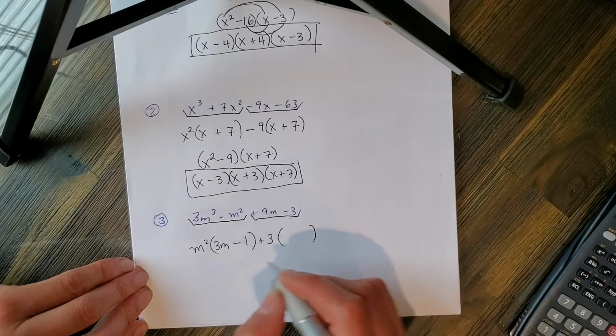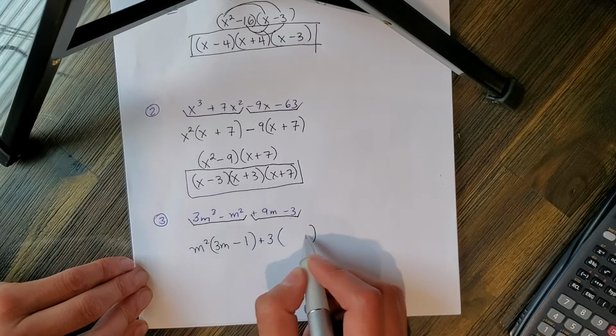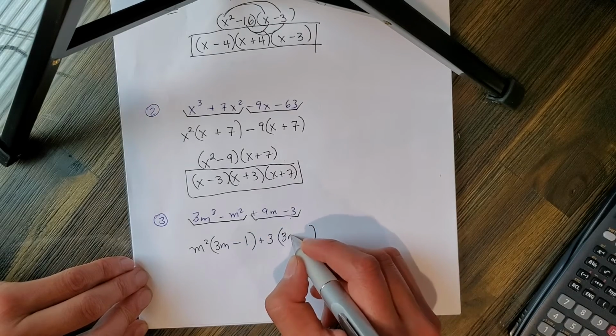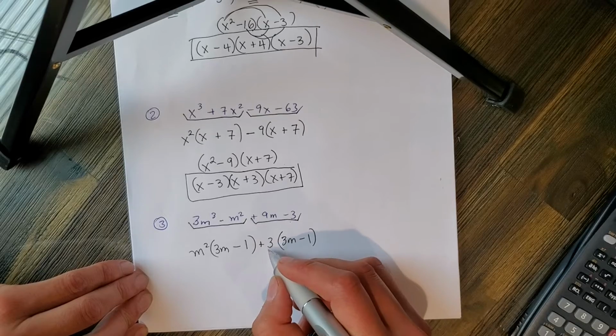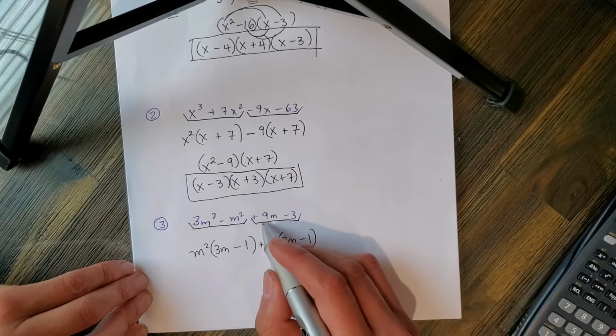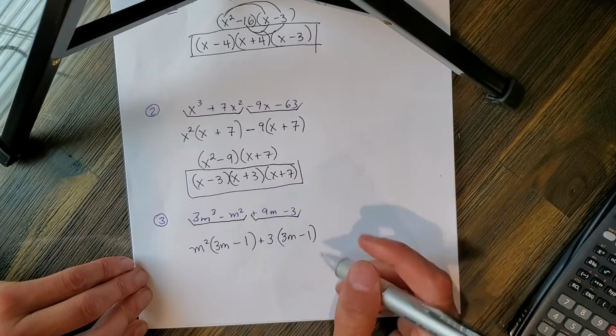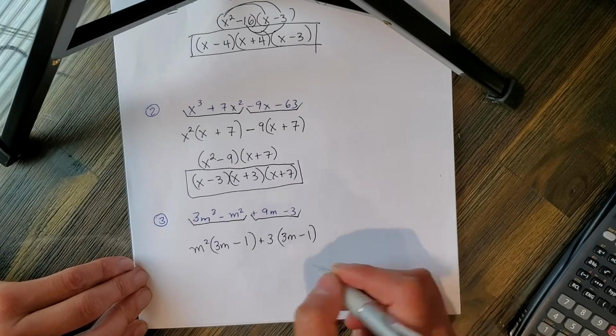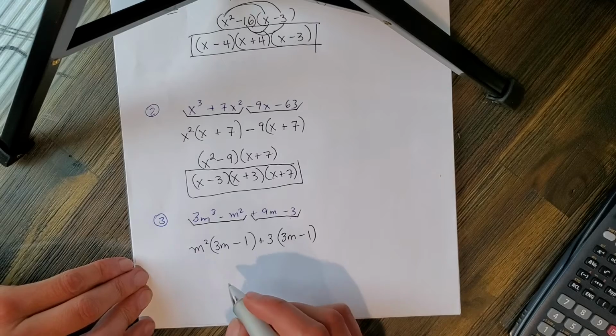Now, my hope is that this is repeated inside here, okay? So let's try it. Let's just go ahead and put it in there, 3m minus 1. Let's see if it works. What's 3 times 3m? Is it 9m? Yes, it is. What's 3 times negative 1? Is it negative 3? Yes, it is. So that's the correct factorization there.